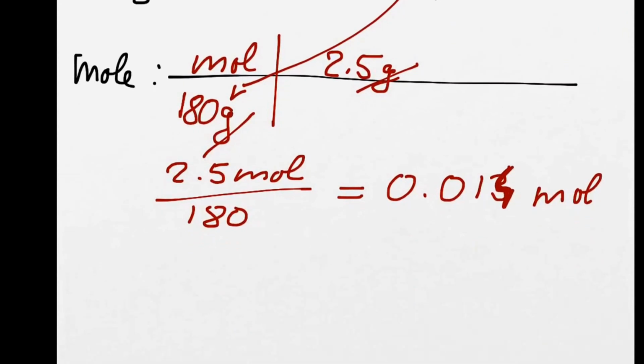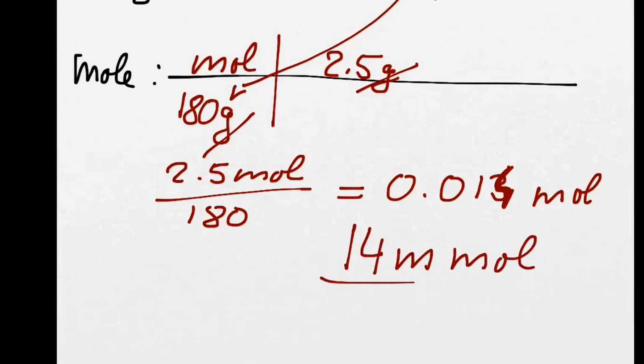And of course, we could convert that into millimole by just shifting the dot 3 times. 1, 2, 3. So it would be 14 millimoles. Okay? Happy with that? Make sense? Wonderful. Right.